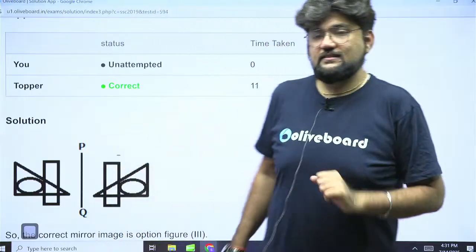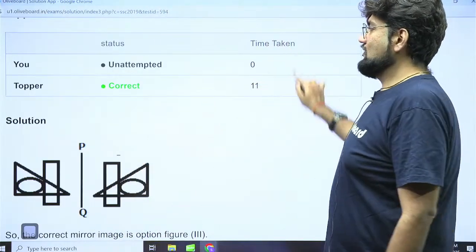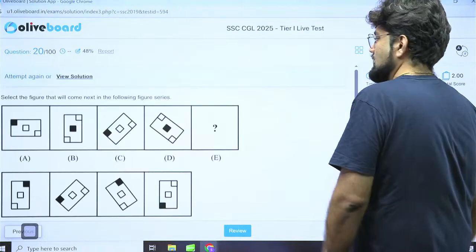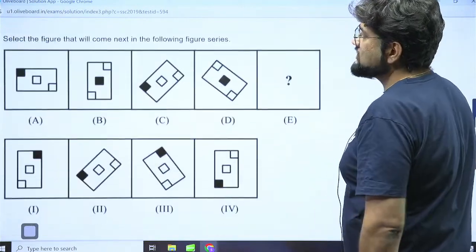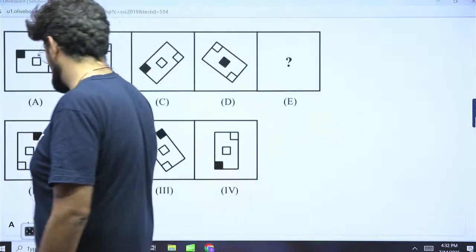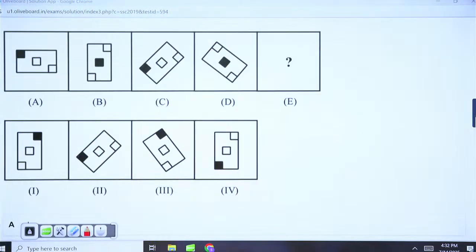11 seconds, this is what we are talking about. That's how fast you can be. So you are saving time here basically. Extract as much time as possible from figure series questions. Good, very good.